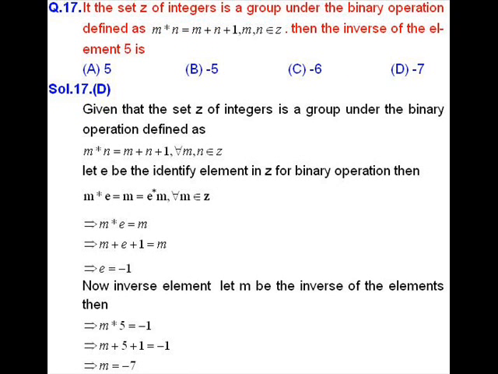Solution of question number 17. In this question we have Z, the set of integers, and it forms a group under the given binary operation, that is if we have m and n are two integers. Solution of question number 27.